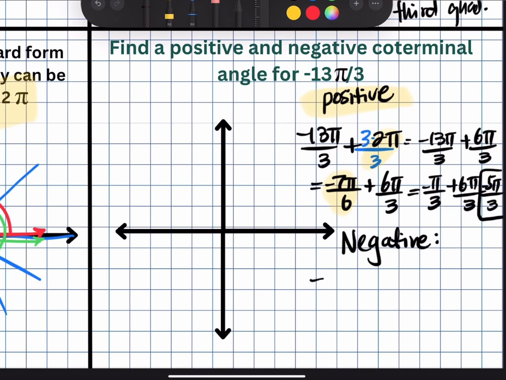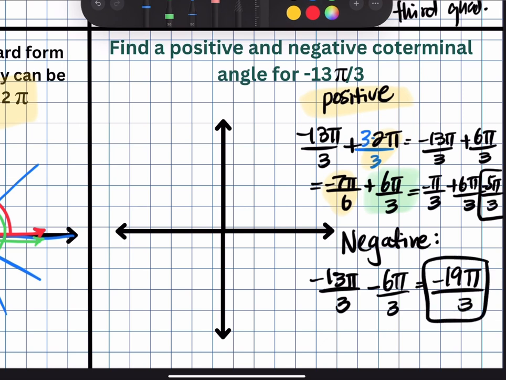Now let's do negative. So I have negative 13 pi over 3. And instead of adding 2 pi, I subtract 2 pi. And remember for this problem, instead of 2 pi, I'm going to do 6 pi over 3, so it has the same denominator. And I'm left with negative 19 pi over 3.